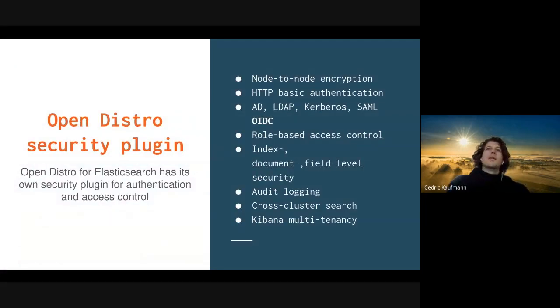Open Distro security plugin. Open Distro for Elasticsearch is an open-sourced release of Elasticsearch, which anybody can get. It has its own security plugin for authentication and access control, which Elasticsearch and related components do not provide on their own, or only with limited features. With the Open Distro security plugin, you get node-to-node encryption, HTTP basic authentication, AD, LDAP, Kerberos, SAML, OIDC, role-based access control, index and document level security, so everything you see right there.